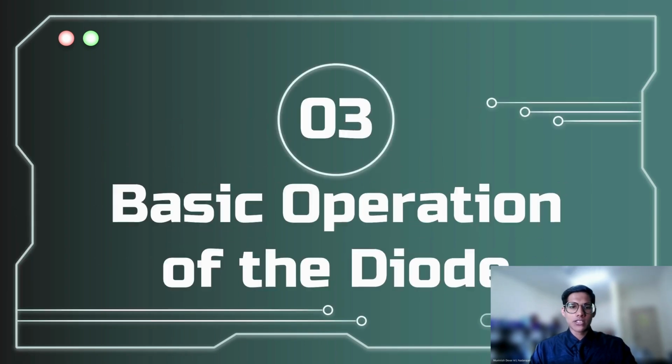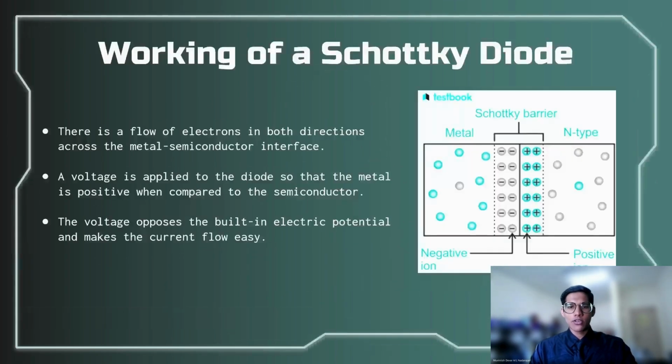Next is the basic operation of the diode. In a Schottky diode, there is a Schottky barrier, which is a depletion layer formed at the junction of the metal and N-type semiconductor. The electrons have to overcome the potential energy of this Schottky barrier in order to flow across the diode. In the case of Schottky diodes, N-type semiconductors have higher potential energy than electrons of metals. Therefore, when the two are brought into contact with each other, there is a flow of electrons in both directions across the metal semiconductor interface.